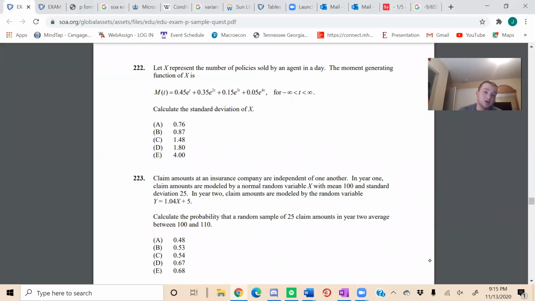Tonight we'll be doing a problem dealing with normal distributions. So let's get started. As always, I'll let you write down the problem.